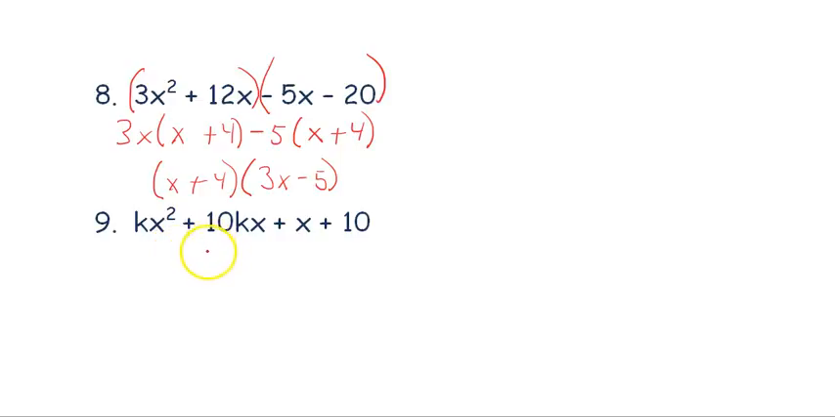Alright, for our last example, I wanted to throw in some different kinds of letters because in this class you may encounter some different looking questions. So this one has some K's in it. So I'm going to group and group. Again, look at what they have in common. They, in this case, have a K and an X. So both of those, but no numbers. And what's left would be X plus 10.